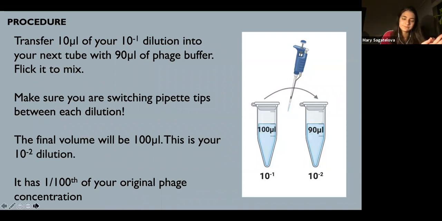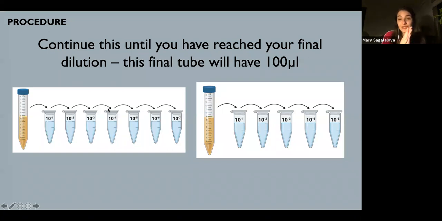Okay. You're going to continue doing this until you have reached your final dilution. For every single one, you're going to be transferring 10 microliters into the next tube with phage buffer. You're going to flick that microcentrifuge tube to mix it. You're going to get a new tip, and you're going to do it again. All the way out to either 10 to the -7th or -5th, or whatever dilution you are diluting out to.